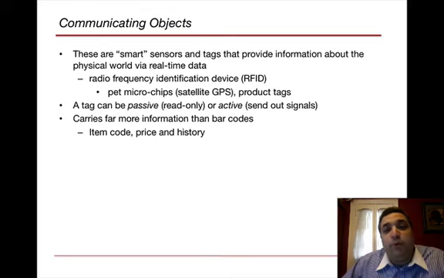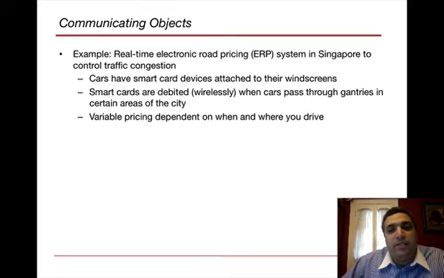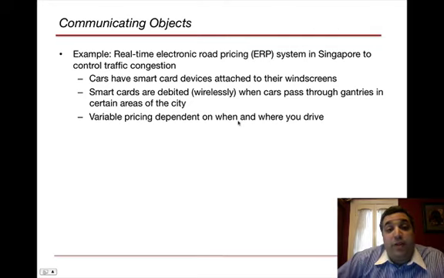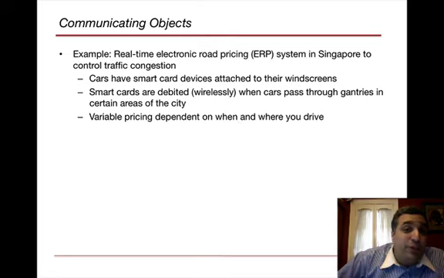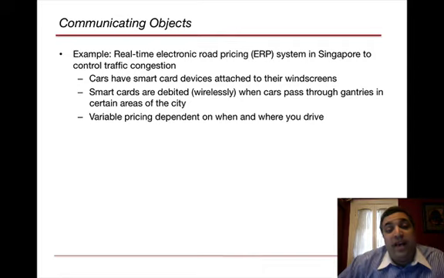Real-time electronic road pricing system in Singapore to control congestion. Cars have smart card devices attached to their windscreens. They are debited wirelessly when cars pass through gantries in certain areas of the city. Variable pricing depending on when and where you drive. So think about driving in New York City, where they would charge you for just driving in New York City using your Easy Pass. You would get charged more for driving during the day as opposed to at night, and that would affect behavior.